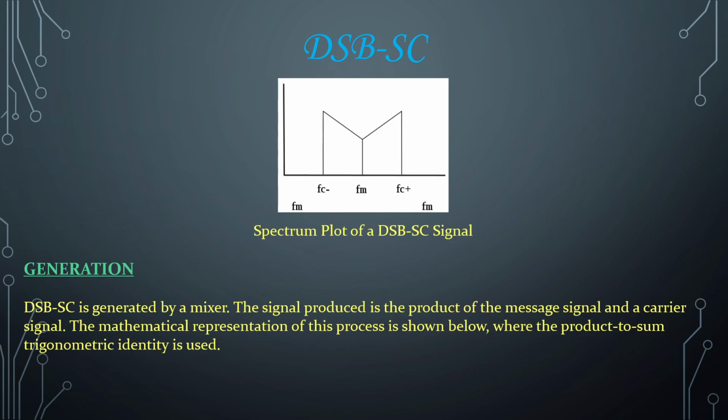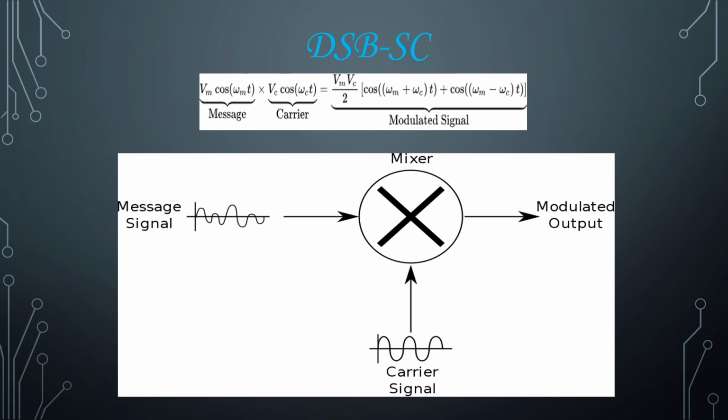This is a spectrum plot of a DSB-SC signal. Now we come to how a DSB-SC signal is generated using a mixer. The signal produced is the product of the message signal and a carrier signal. The mathematical representation of this process is shown below, where a trigonometric identity is used. Here we have the message signal, which is used as an input to a mixer along with the carrier signal, and we have an output of a modulated signal, which is shown here as the modulated output.